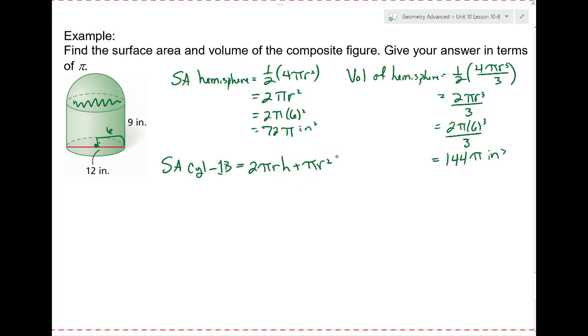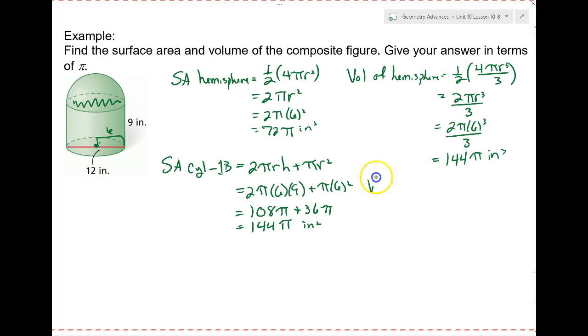So I have 2 pi r h plus pi r squared. Then you can just plug it in. You got 2 pi, my radius is 6, my height is 9, plus we got pi times 6 squared. So 2 times 6 is 12, 12 times 9 is 108 pi, plus 36 pi. I got 144 pi. In this case, that's going to be in squared inches. So that's the surface area of that cylinder, subtracting that 1 base we didn't want to count.